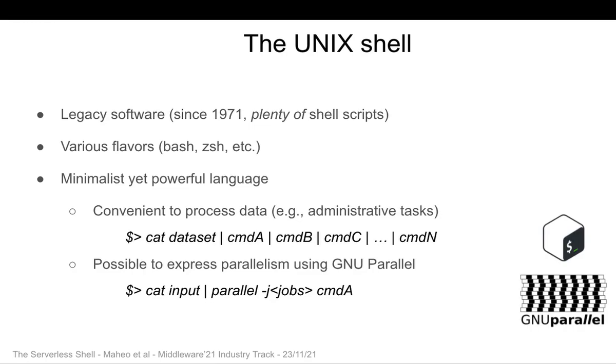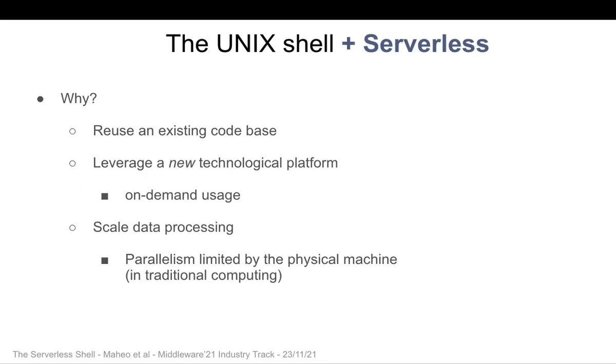For example, we can display a data set, and use the pipe operator to combine it with a command A, a command B, etc. It's also possible to express parallelism using GNU parallel, in addition to UNIX shell. But UNIX shell plus GNU parallel come with limitations, made by the limits of the physical machine and its configuration.